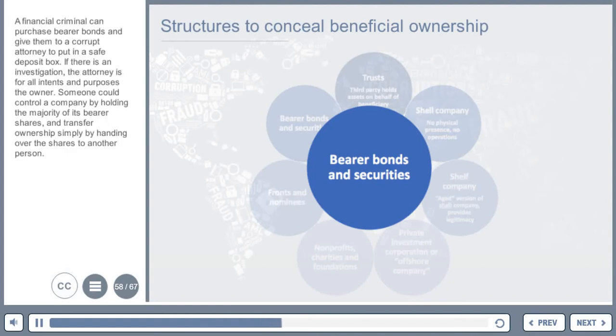A financial criminal can purchase bearer bonds and give them to a corrupt attorney to put in a safe deposit box. If there's an investigation, the attorney is for all intents and purposes the owner. Someone could control a company by holding the majority of its bearer shares and transfer ownership simply by handing over the shares to another person.